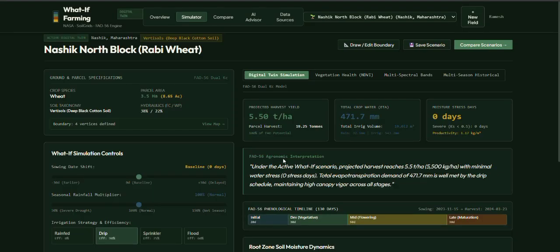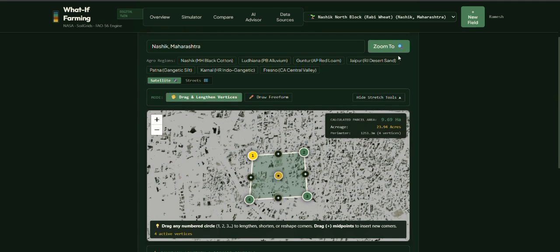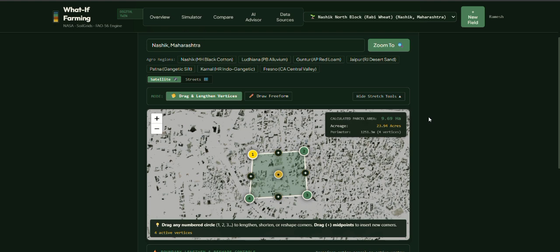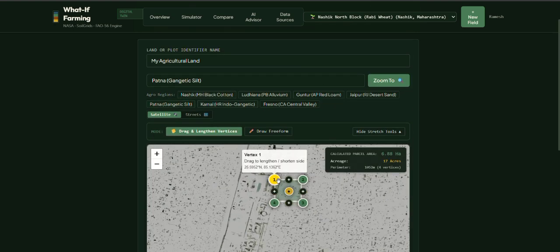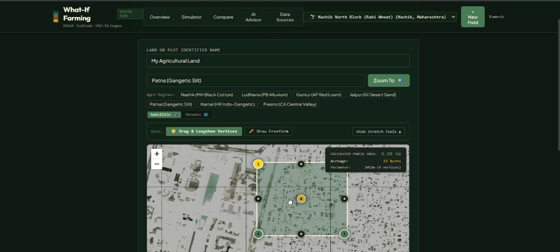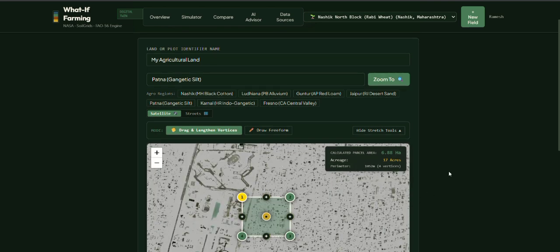Step 1. Location. I'll search for my field. Let's say Patna, Bihar. The system decodes this to exact coordinates: latitude 25.59, longitude 85.13, because everything downstream depends on knowing precisely where this field sits.